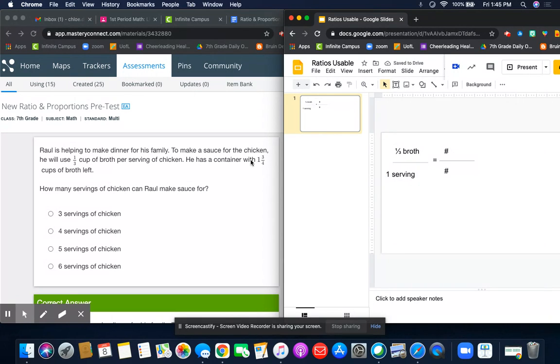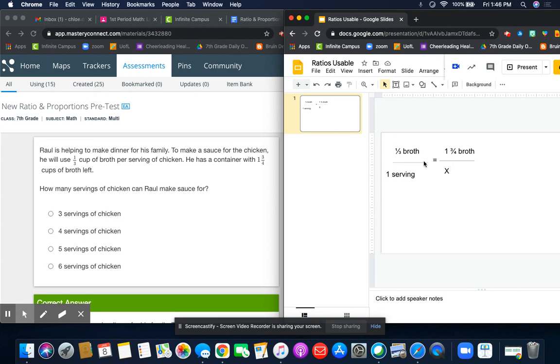It tells us that we have a container with 1 3/4 cups of broth left. So we have 1 3/4 cups of broth left, and we're solving for this unknown. We want to know how many servings that is going to give us. So we have this rate, we have this much, and I want to know how many servings that can give us. Now's the part where we cross multiply and divide.